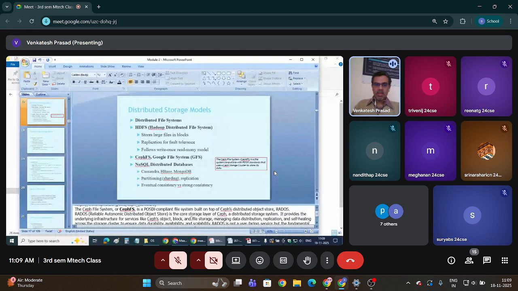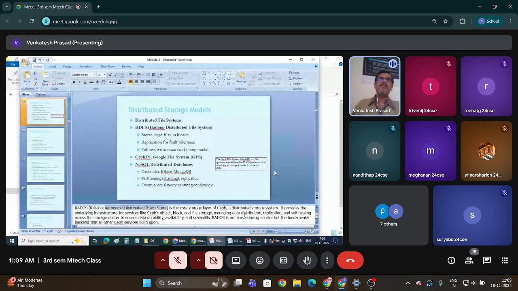Okay, so Ceph uses a distributed object store, just like AWS and other cloud platforms. They use an object store, right? So this also uses an object store or distributed object store to store the data.